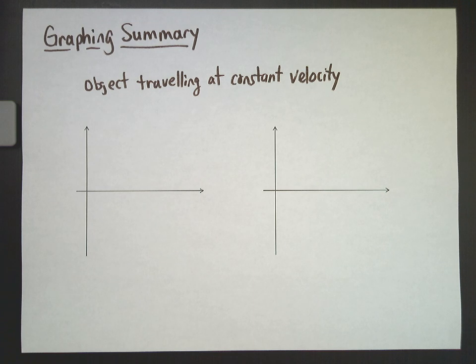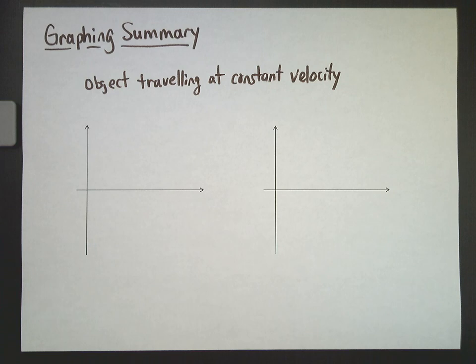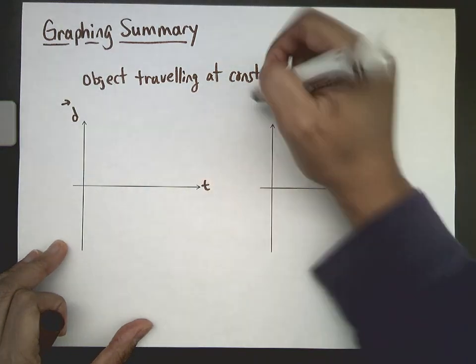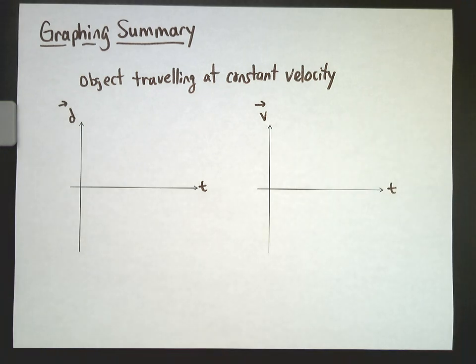Hello, today I'm going to do a graphing summary of all the possible graphs that you can think of. All right, so here we have two axes and we're going to make sure we label them. One of them is a position time, the other one is a velocity time. And we're going to just analyze an object traveling at constant velocity.